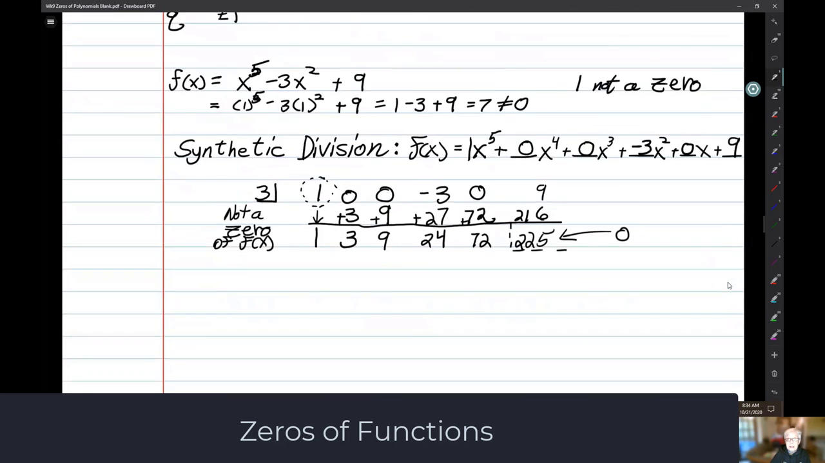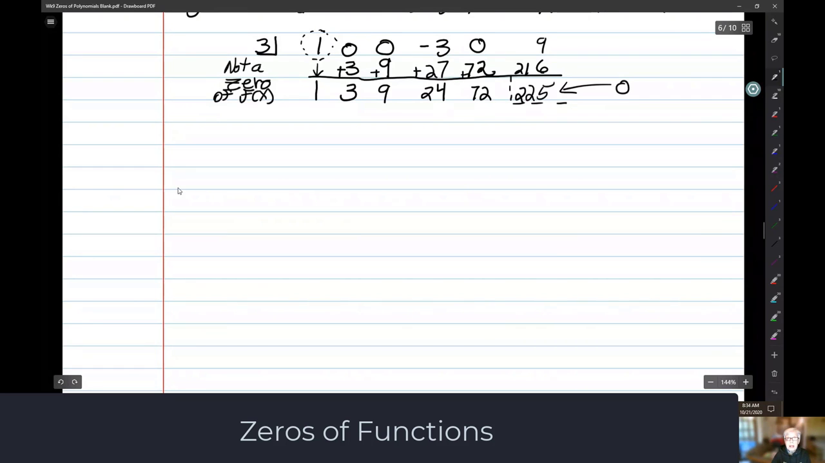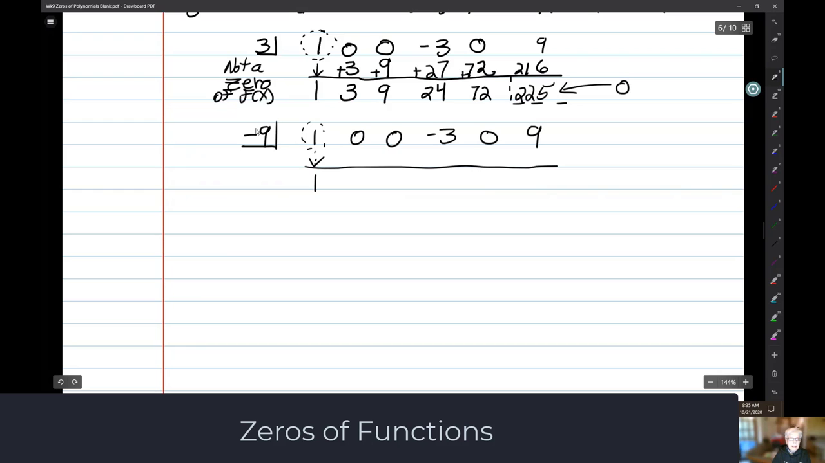Let's try negative 9. Of course, they're not asking you this. I'm just showing you an example. How about negative 9? I'll have 1, 0, 0, negative 3, 0, 9. Bring down the 1. One times negative 9 is negative 9. 0 plus negative 9 is negative 9. Negative 9 times negative 9 is 81. 0 plus 81 is 81.